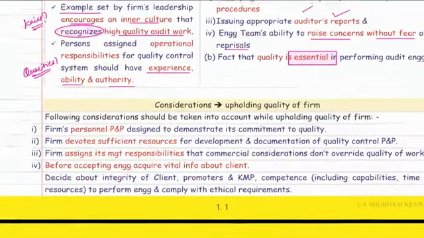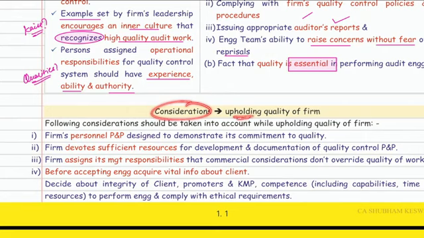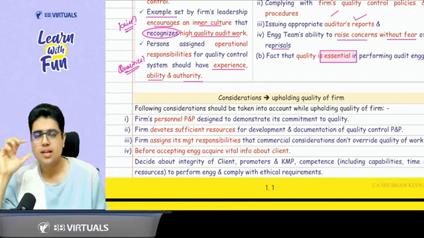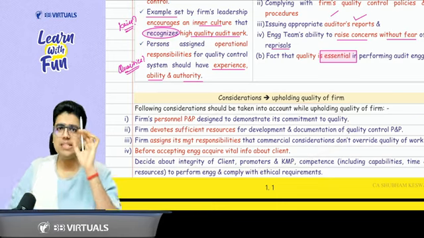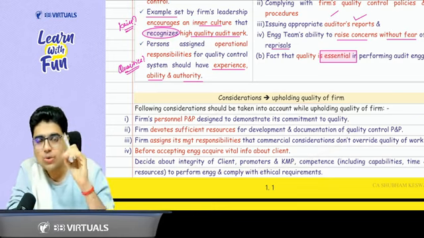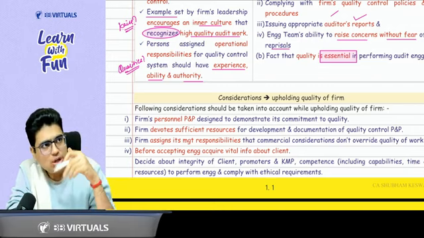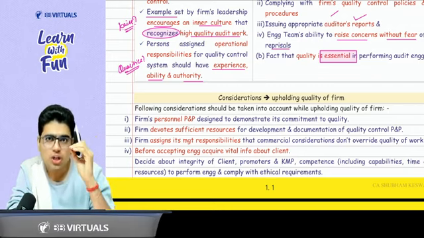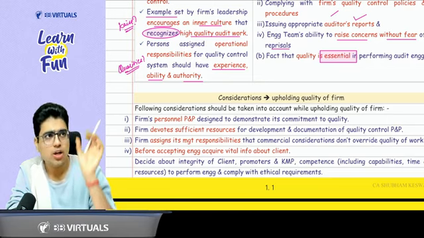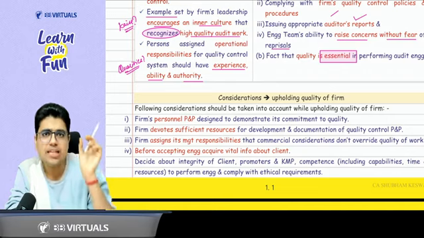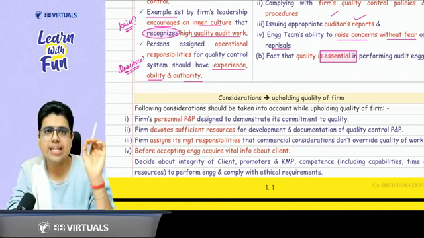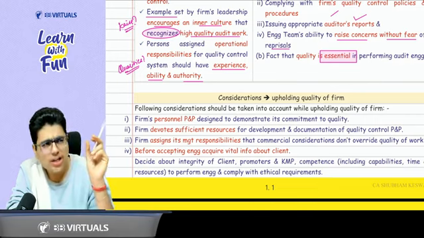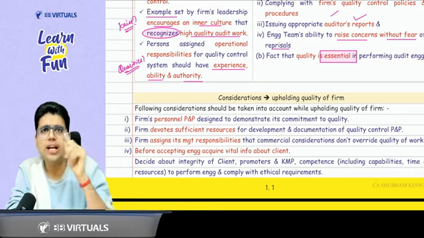Now comes the next topic that talks about considerations for upholding the quality of the firm. What does this topic talk about? Whenever you are doing an audit engagement or any type of engagement, what should be given priority? Quality of work or the money that you are going to get from it? When you are taking up any engagement, what should be given priority?